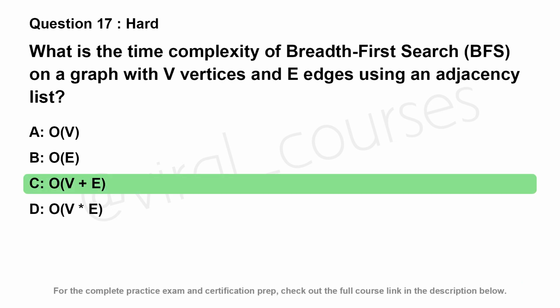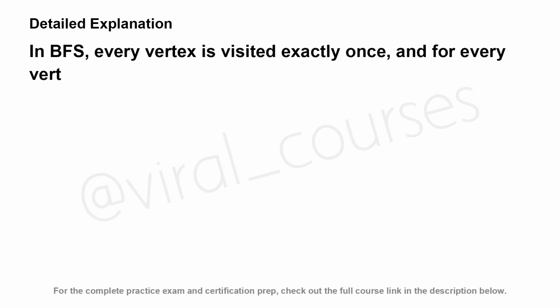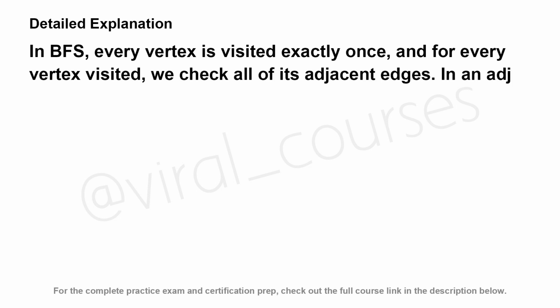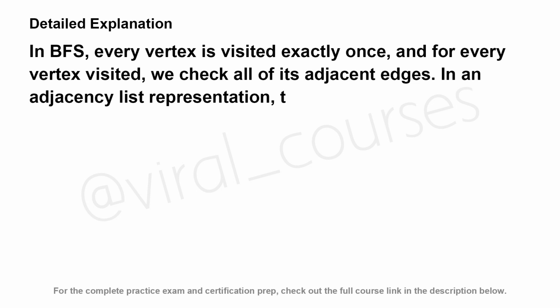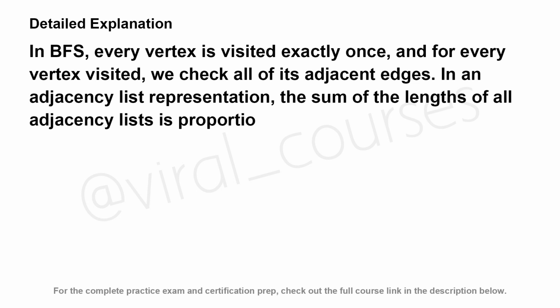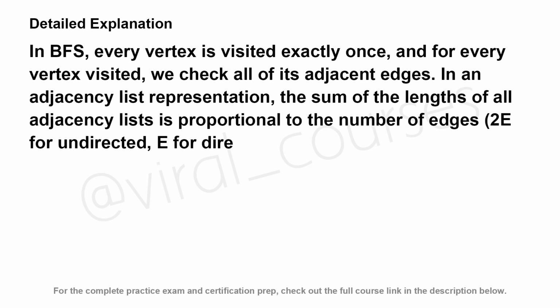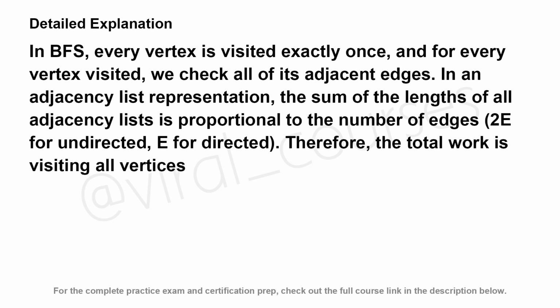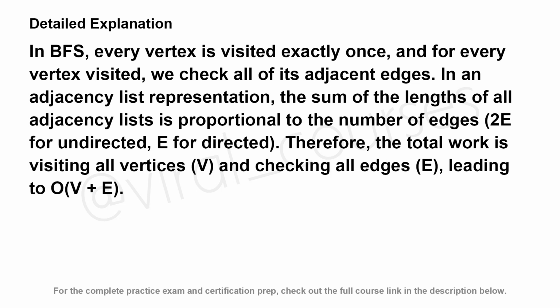The correct answer is C. In BFS, every vertex is visited exactly once. And for every vertex visited, we check all of its adjacent edges. In an adjacency list representation, the sum of the lengths of all adjacency lists is proportional to the number of edges, 2E for undirected, E for directed. Therefore, the total work is visiting all vertices, V, and checking all edges, E, leading to O(V plus E).